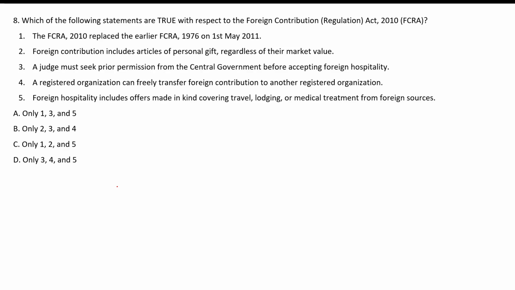Which of the following statements are true with respect to the Foreign Contribution Regulation Act 2010? The FCRA 2010 replaced the earlier FCRA 1976 on 1st May 2011. So this statement is correct. Foreign contribution includes articles of personal gift regardless of their market value. So no, this statement is not correct. Foreign contribution does not include articles of personal gift if the market value is below the specified limit. A judge must seek prior permission from the central government before accepting foreign hospitality. Yes, this statement is also correct.